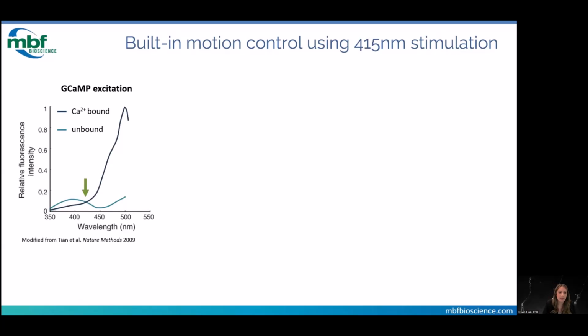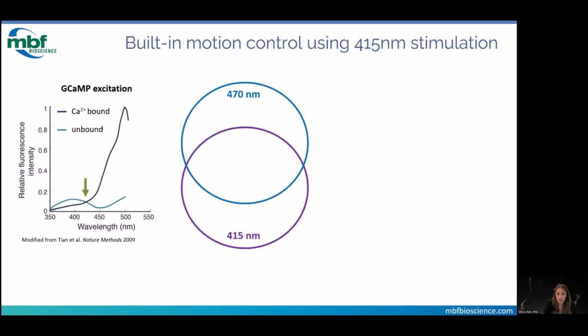What that means is that if you stimulate at that wavelength, any fluctuation that you get in your signal, you could attribute to something other than an actual event. And so what we can do is record data at both 470 nanometers, which is typically what we use for most green shifted sensors, as well as 415 nanometers, which gives us a motion control.